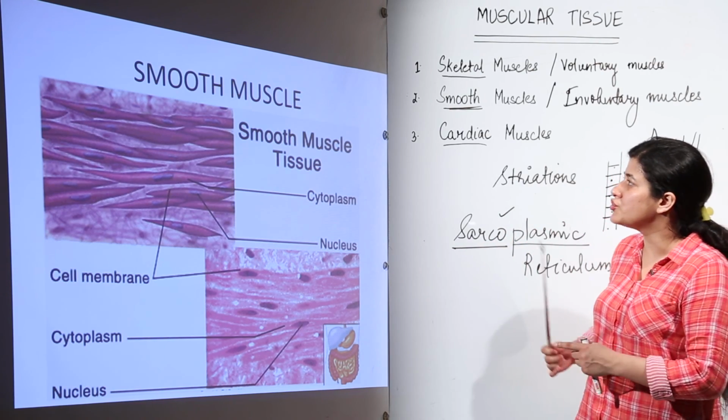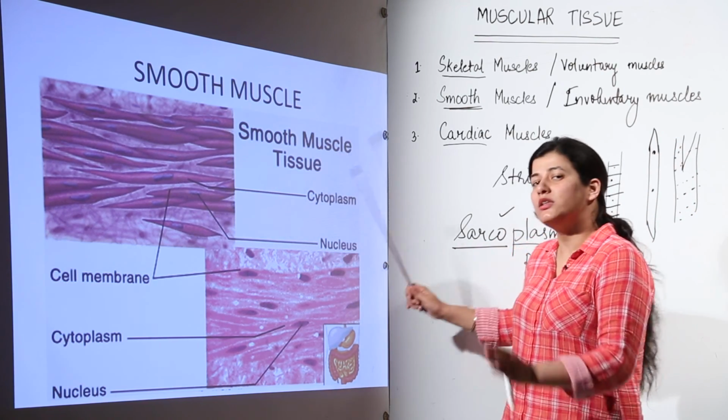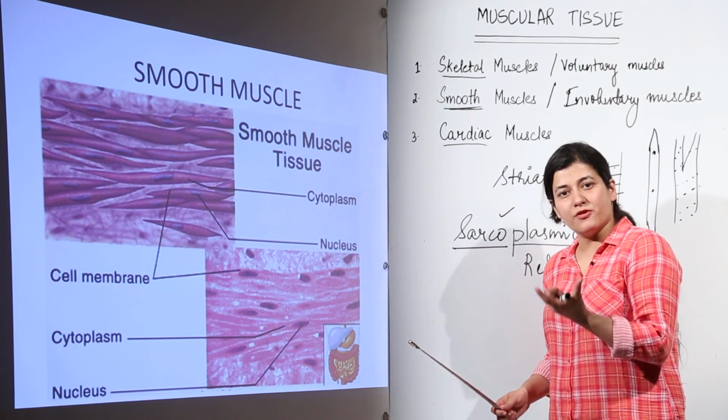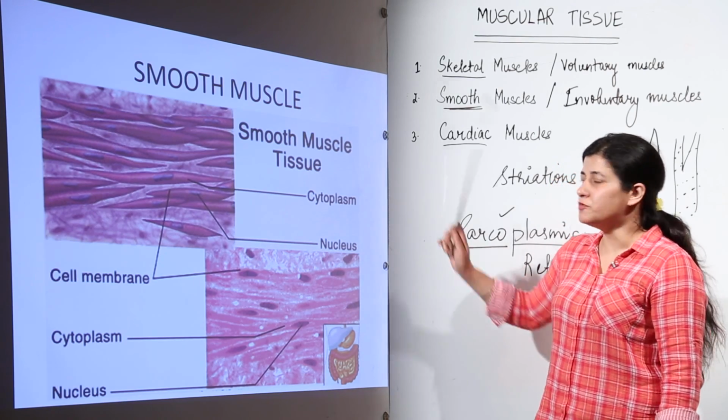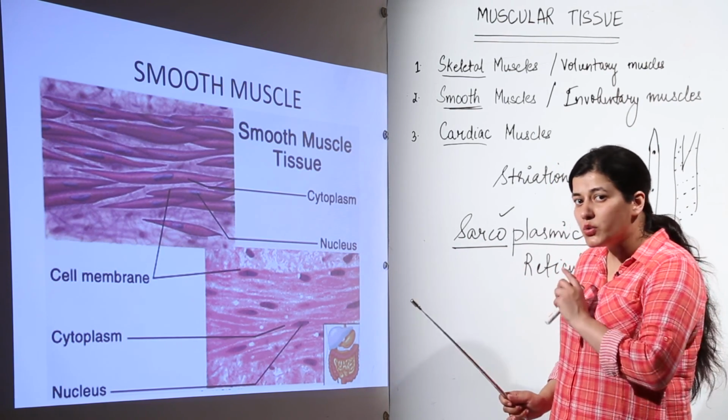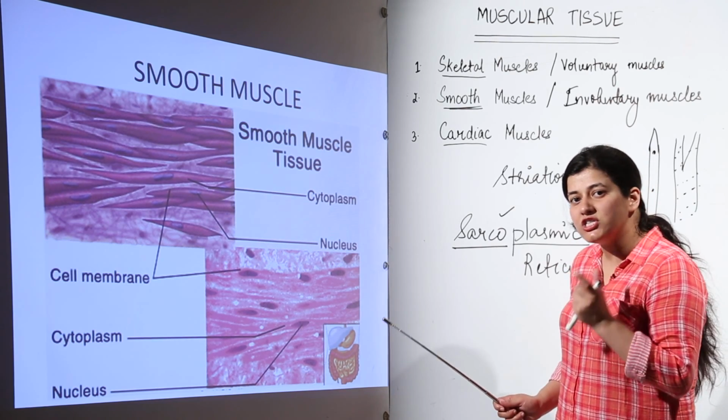That is under the control of smooth muscles. The control is of course of the nervous system, but the type of tissue which is present, that would be smooth muscles. Smooth muscles are not striated. You are not going to find striations present over there.